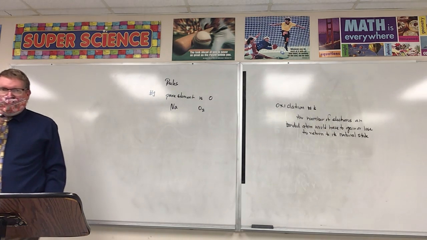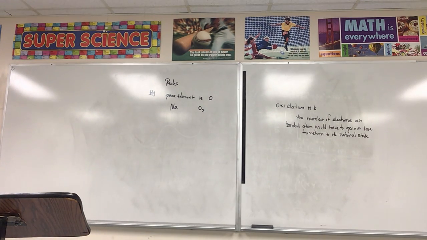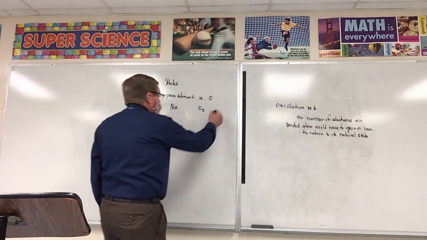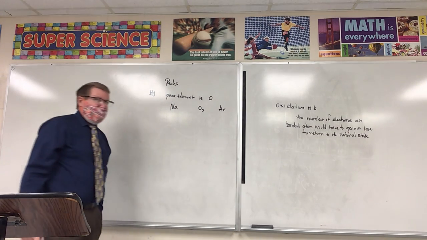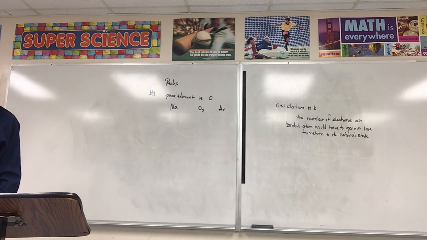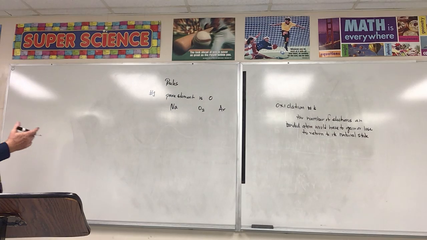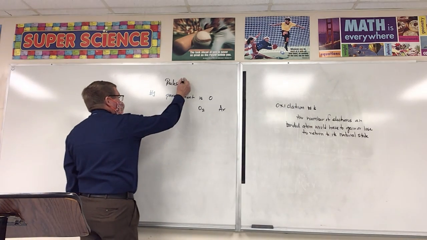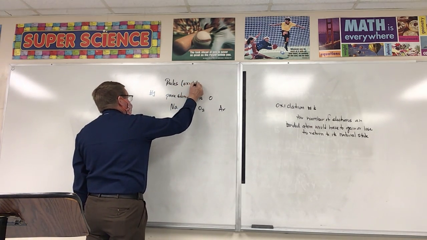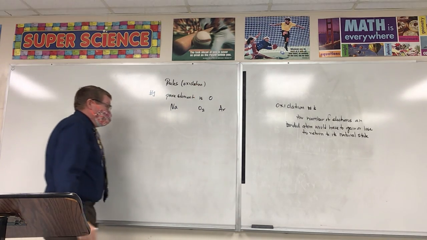O2, element. All right, it's always diatomic, right? So the oxidation number of oxygen here is 0, because it's a pure element. If we had argon, it's just an element, so the oxidation number of that element is 0. So of a pure element, the oxidation number is 0. Oxidation rules.